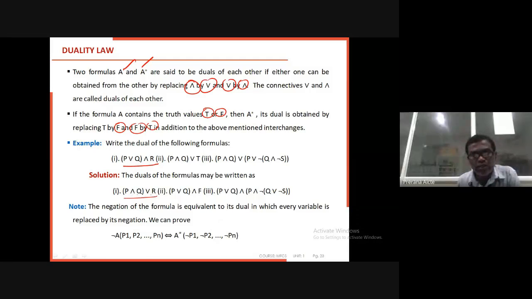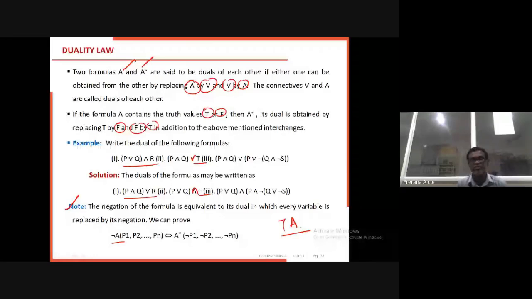Let us see here, we have the formula P ∨ Q ∧ R. The dual for that is P ∧ Q ∨ R. Similarly, here I have true, here I have false, so this ∨ becomes ∧ now. Like that I can consider. There is a small important point on how we get the dual for a given formula. If you apply negation to the given formula A, then whatever result we get becomes the dual for the given formula. That is a simple way to identify the dual.